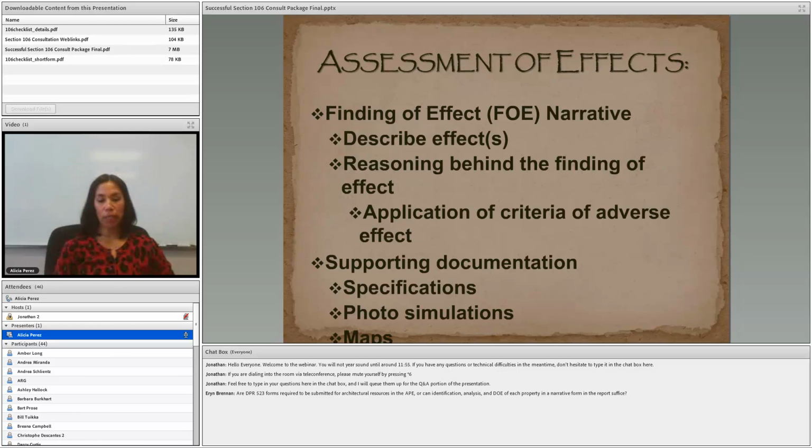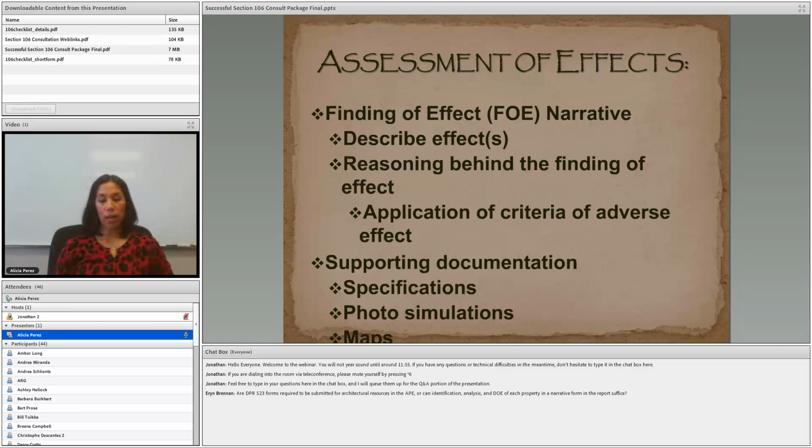After you've received SHPO consensus on your determination of eligibility, you move forward with the finding of effect, or FOE. Things to include in the FOE narrative: describe the effects, so that you can go back to your undertaking or your APE, list the effects. So direct effects because of, for instance, trenching for utilities, indirect effects, shadow effects, that type of thing. You want to list the effects. And the reasoning behind the finding of effect. So you want to, again, justify how you arrived at this conclusion.